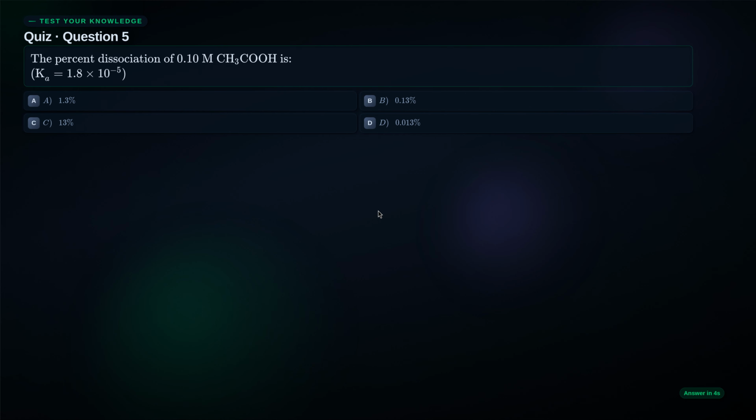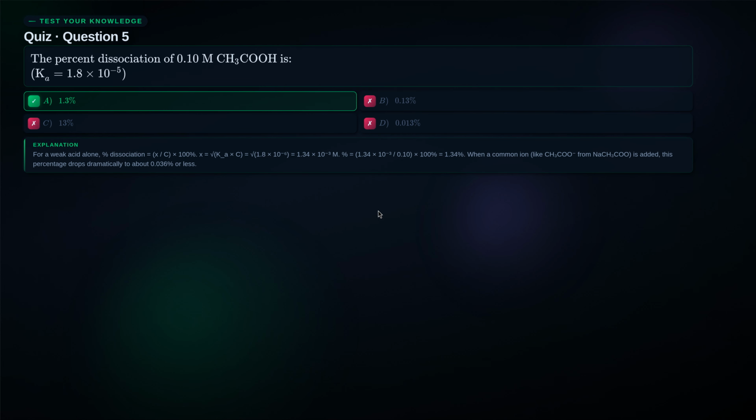The correct answer is option A. For a weak acid alone, percent dissociation equals X divided by C times 100%. X equals the square root of Ka times C, which equals 1.34 times 10 to the negative 3 molar. Percent dissociation equals 1.34 times 10 to the negative 3 divided by 0.10 times 100%, giving 1.34%. When a common ion like acetate from sodium acetate is added, this percentage drops dramatically to about 0.036% or less.